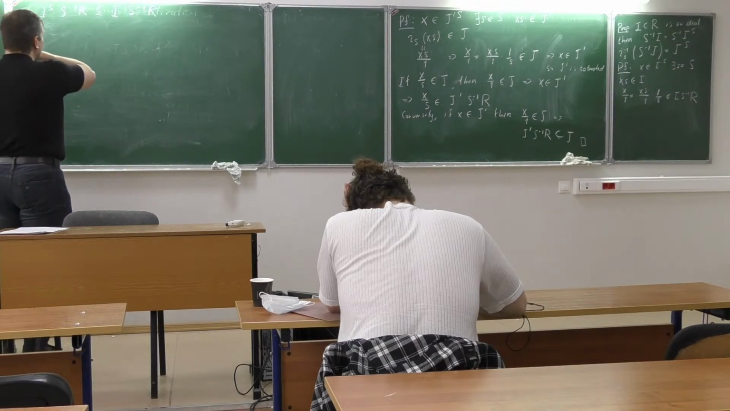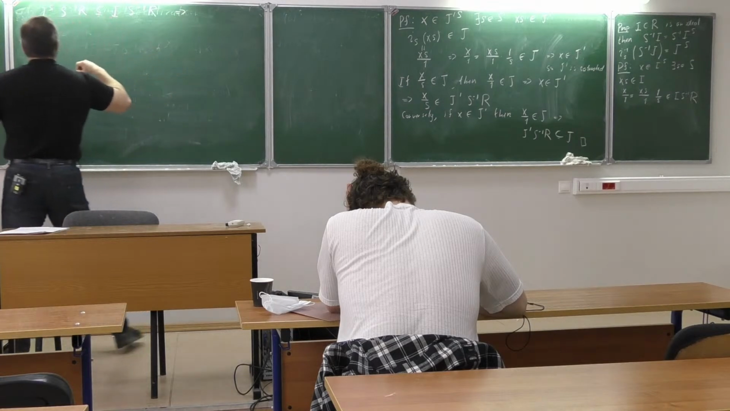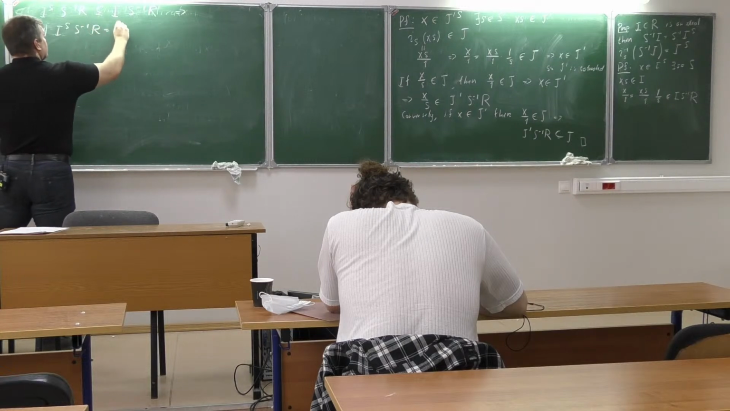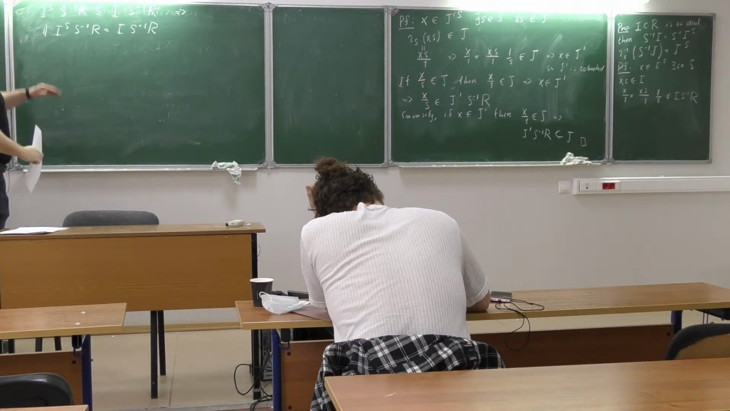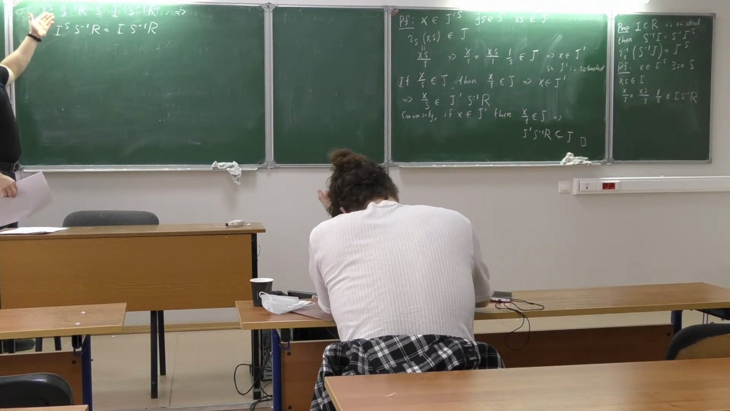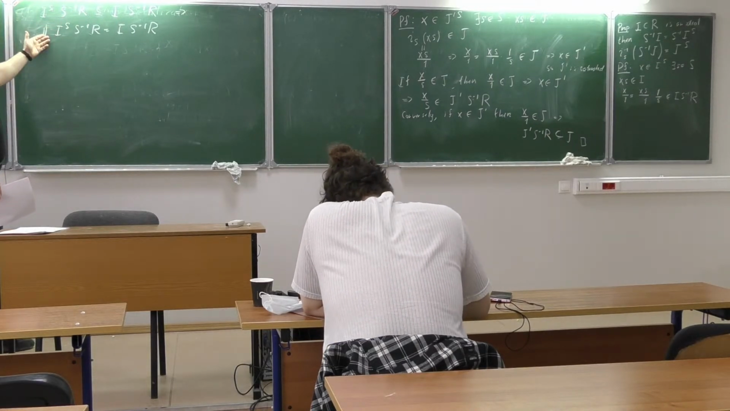Now, from this you can derive two observations. So the first observation is that I^S S^{-1}R is equal to I S^{-1}R. Well, this is because we proved the inclusion in one direction by some computation. Inclusion in the other direction is completely trivial, because I is contained in I^S, and these inclusions are preserved by the extensions. So we have this.